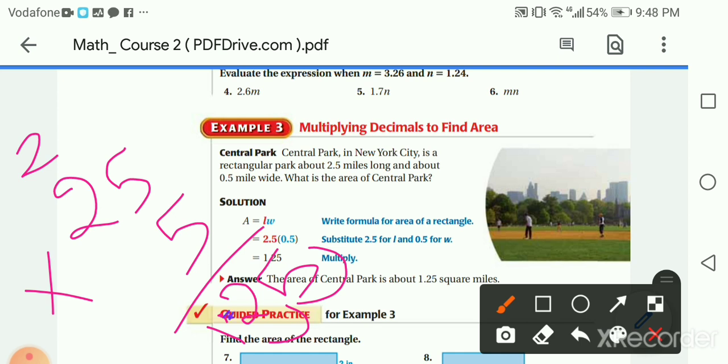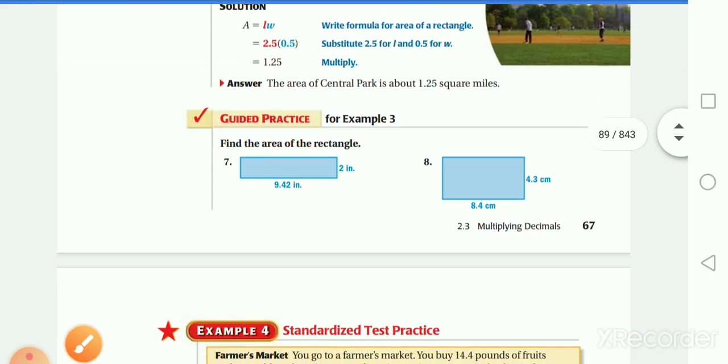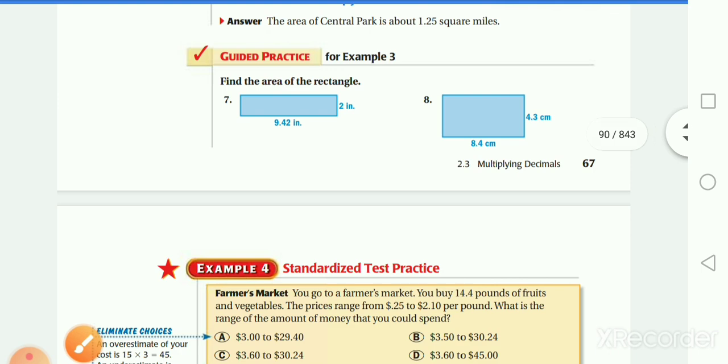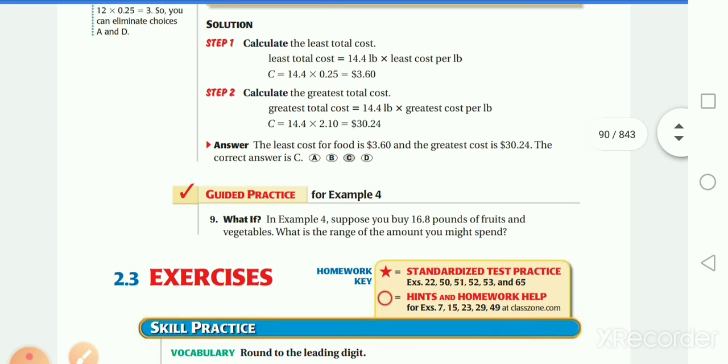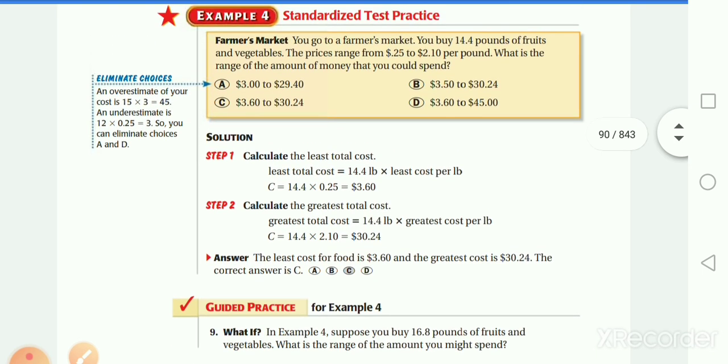This is the point, 1.25. Okay, by now it's easy. Find the area of the rectangle: area equals length times width, 9.42 times 2, and so on. Okay, is this okay with you?